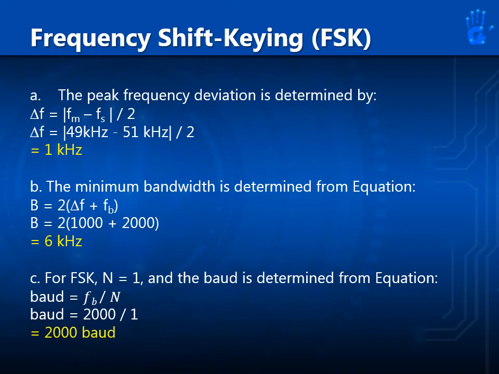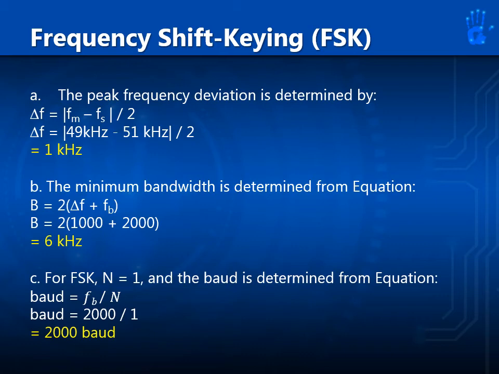Next, let's determine the bandwidth. This is how we approximate the bandwidth for FSK: B equals 2 times the quantity of delta f plus f sub b. So we have bandwidth equal to 2 times the quantity of 1000 plus 2000. So bandwidth is equal to 6 kHz.